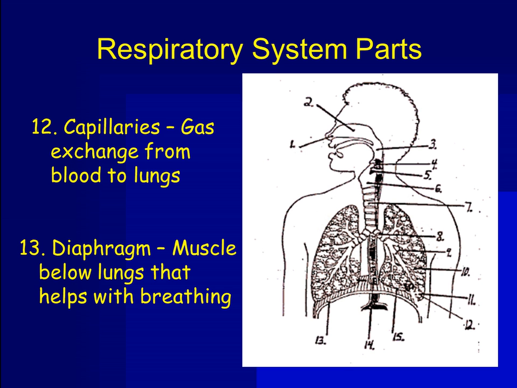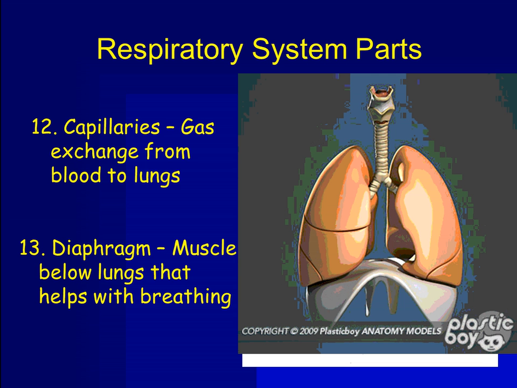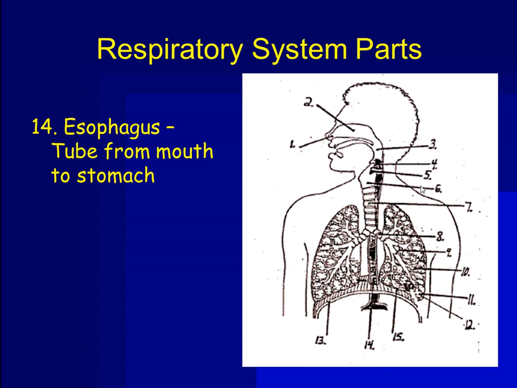And then the diaphragm. I'll show you in class how the diaphragm is used to help you breathe. The diaphragm is a muscle below the lungs that helps with breathing. So right here, and you're going to see when we do the rat dissection that it's a big circular muscle at the bottom of the rib cage. Here's the diaphragm down here. Trachea, bronchus. Number 14, the esophagus. Remember, not part of the respiratory system, the tube from the mouth to the stomach.